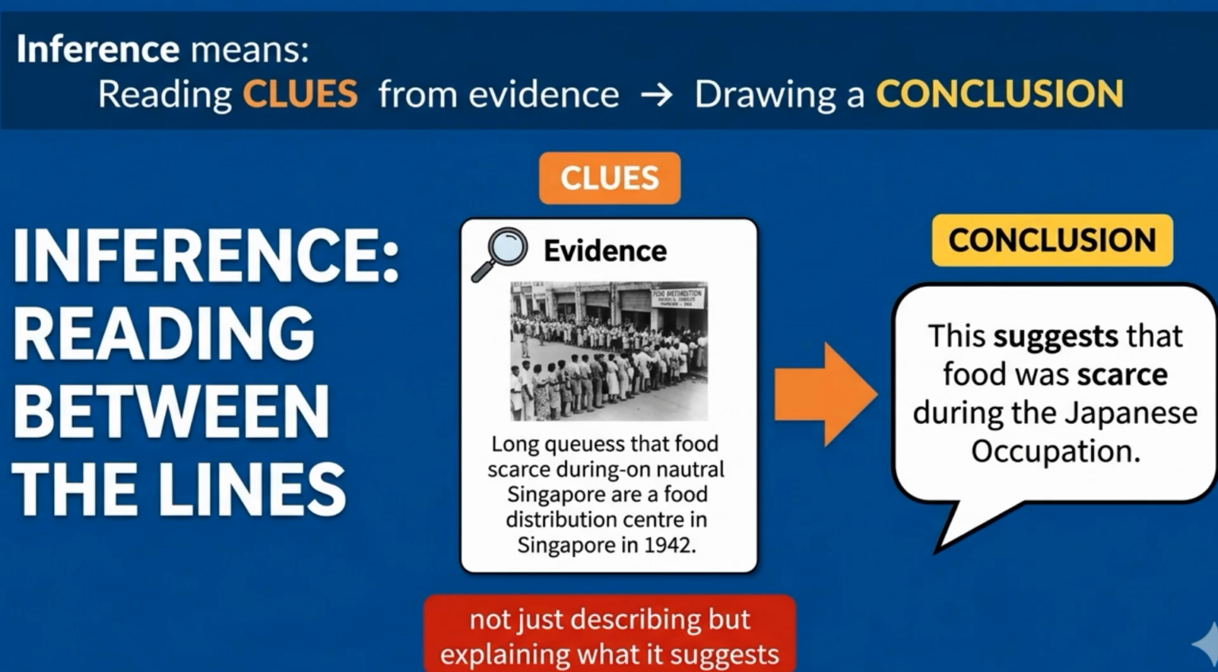If you see a photograph of long queues at a food distribution center in Singapore in 1942, you could describe it and say, "This shows people standing in a queue outside a building." That is description. But inference goes further. It asks, what does this suggest? And the answer is, this suggests that food was scarce during the Japanese occupation because people had to queue to receive rations they could not get on their own. See the difference? Description tells you what is there. Inference tells you what it means.